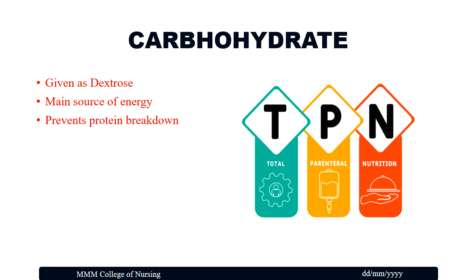So what is carbohydrate? TPN provides a complete balanced nutrition. It contains all the nutrients required by the body for development, growth and repair, and also it gives you energy. It is given as dextrose, the main source of energy is the carbohydrate, and it also prevents protein breakdown.